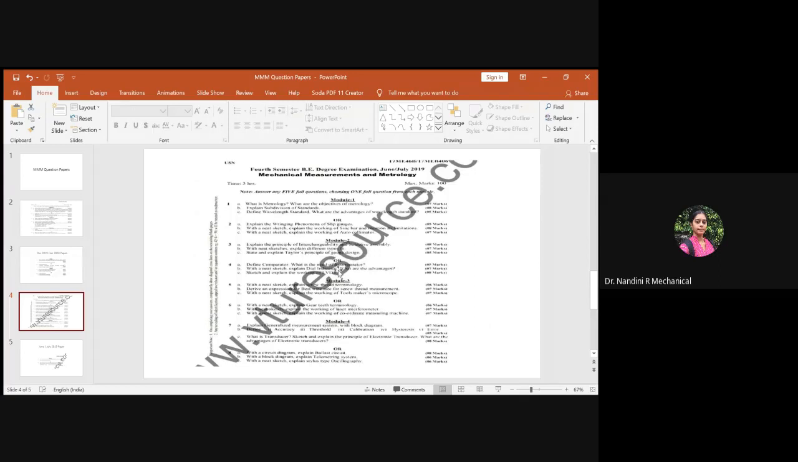The other option here is, instead of a numerical, they have directly given the question on comparators. They have asked you to define a comparator and what is the need of a comparator. So you have to define what you mean by a comparator, why it is being used, and what the basic necessity of a comparator is. For 5 marks, you should be able to justify the need of a comparator. And then again here, with a neat sketch, this question is repeated: explain the dial indicator working principle. What are its advantages? It is asked for 7 marks.